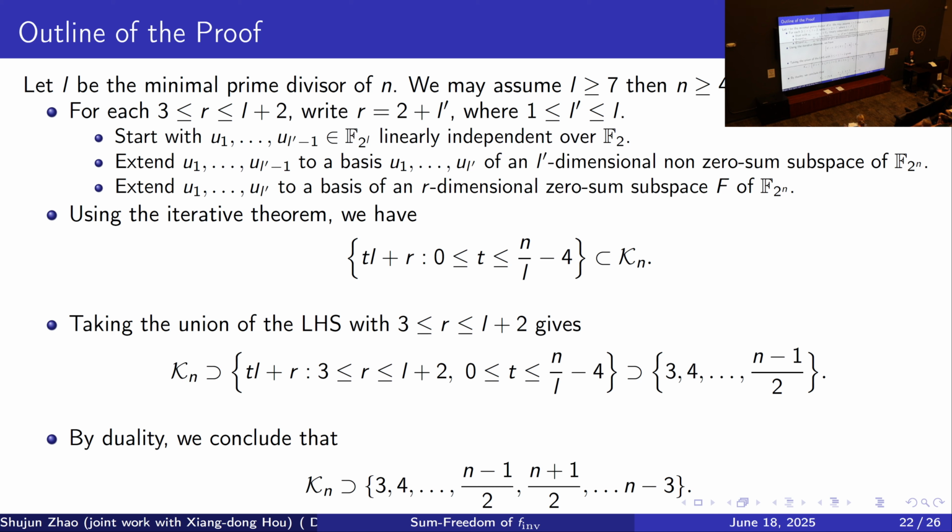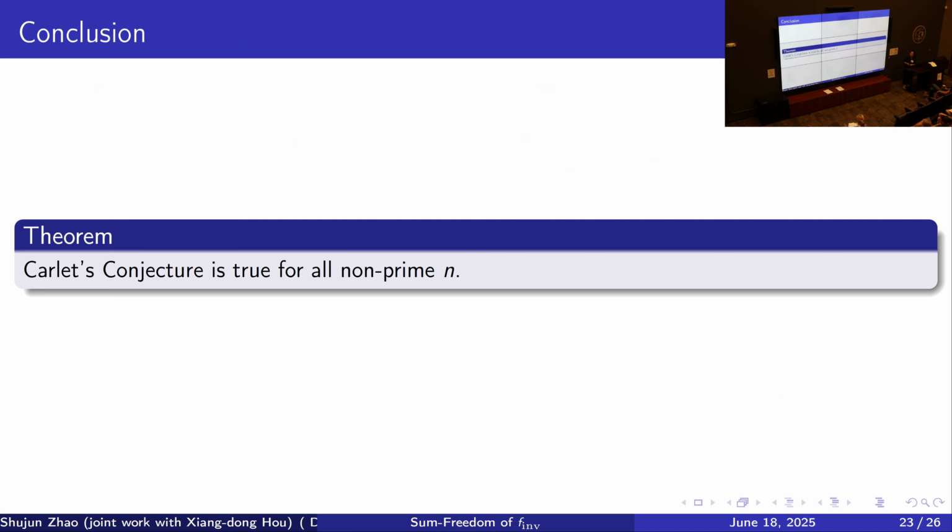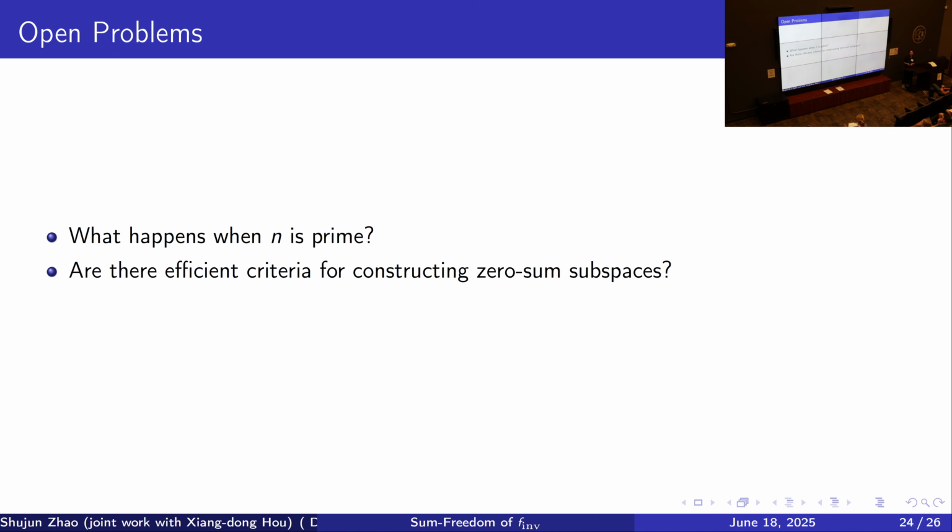Any problem about the proof? Yeah, so till now we reach our conclusion that Cayley's conjecture is true whenever n is not a prime. Yeah, but the problem is still open because we don't know whether it works when n is a prime. All our previous results rely on the prime divisor L of n, but when n is a prime, we cannot use the same method. And also, is there any more effective way to construct the zero sum subspace? It could also be an interesting direction.